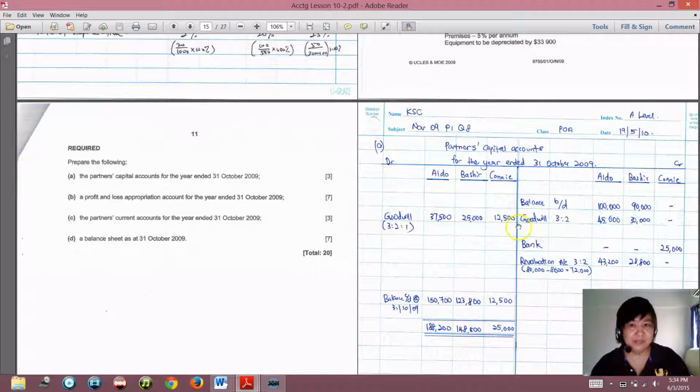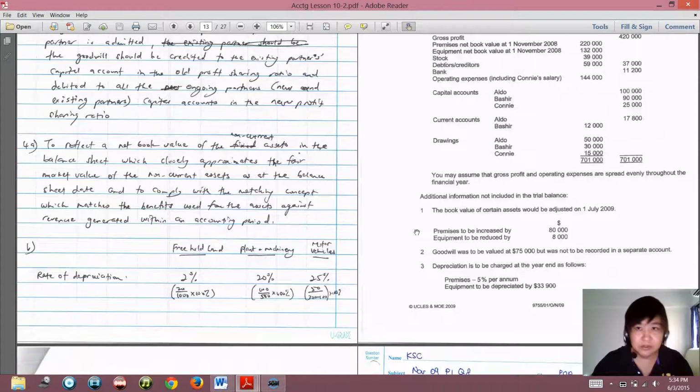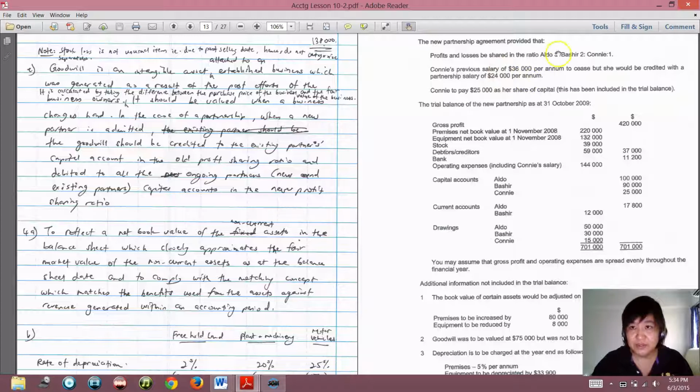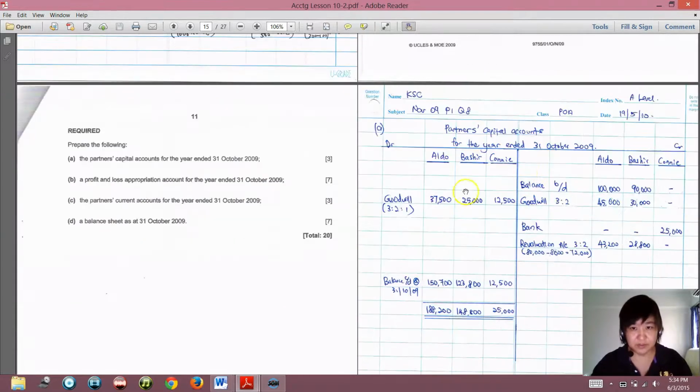And goodwill will be debited to all the new partners, the ongoing partners' capital accounts, in the new profit sharing ratio. The new profit sharing ratio as given in the question is Aldo, Basel and Connie 3:2:1. If you apply the new profit sharing ratio, 75,000 times 3/6, you get 37,500. And then 75,000 times 2/6 is 25,000, and 75,000 times 1/6, you get 12,500.